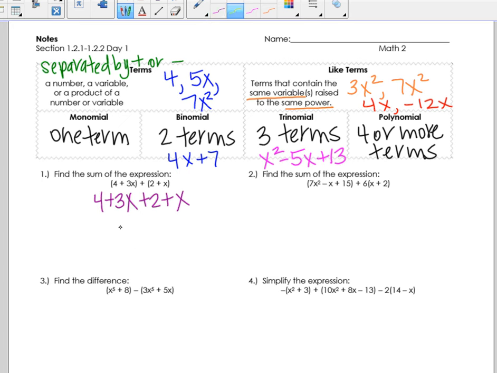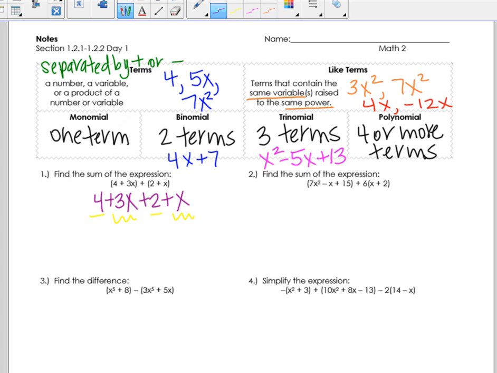At this point, you just need to combine like terms. So 4 and 2 are your constants, and then you have 3x and x, which are your other set of like terms. Always answer these in standard form, meaning you're going to go from highest exponent to lowest.